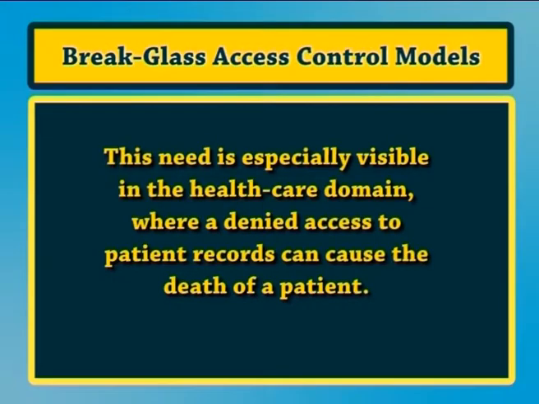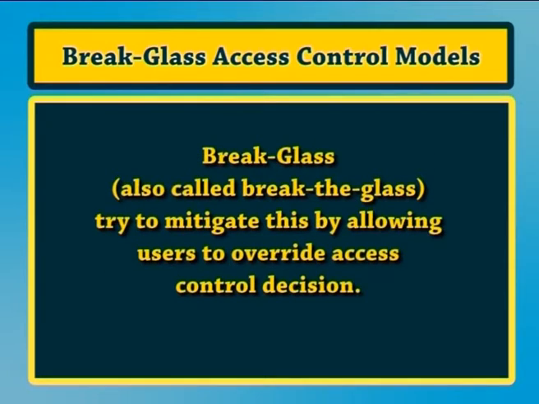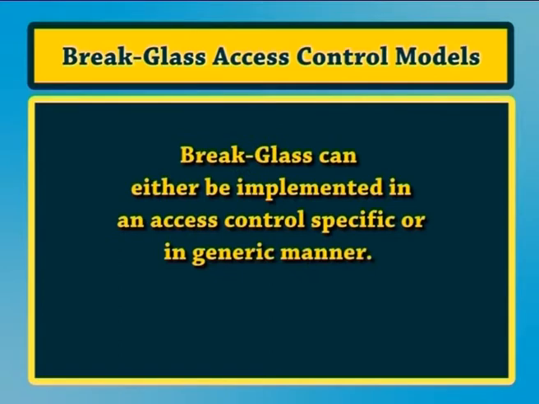This behavior might conflict with the regular operations of a system. In certain situations, humans are willing to take the risk that might be involved in violating an access control policy if the potential benefits that can be achieved outweigh this risk. This need is especially visible in the healthcare domain, where a denied access to patient records can cause the death of a patient. Break glass, also called break the glass, tries to mitigate this by allowing users to override access control decisions. Break glass can either be implemented in an access control specific or a generic manner.